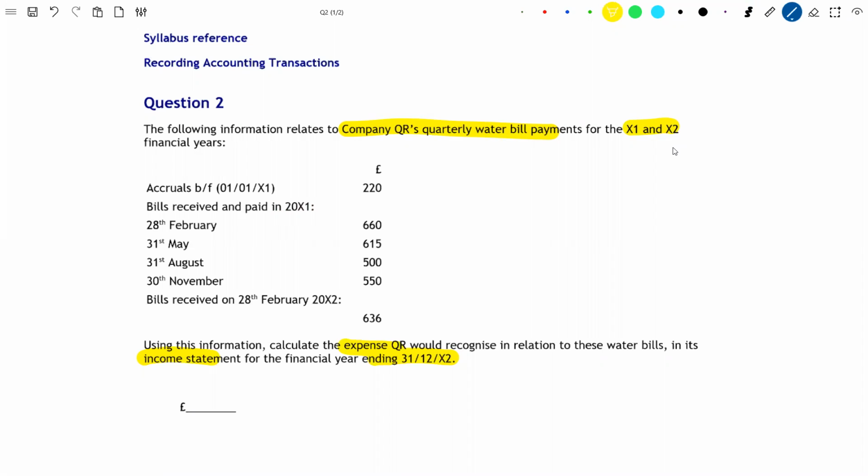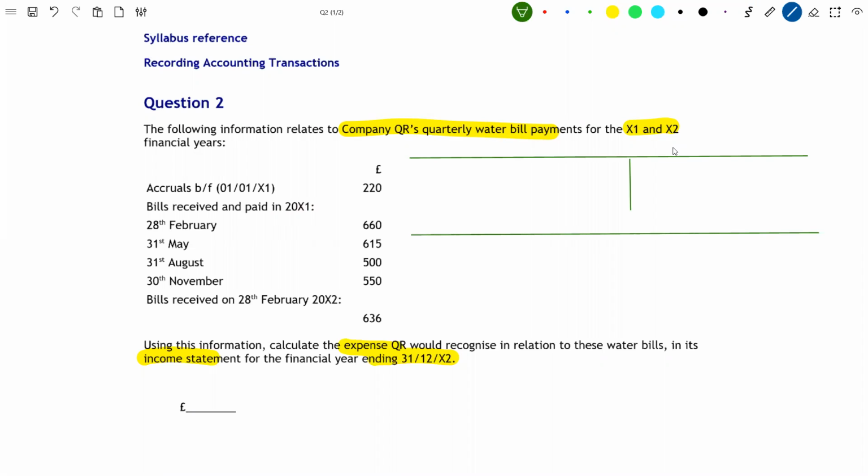So essentially what we're going to be doing here is repeating a fairly similar process to that which we've just undergone on the Prezi presentation, okay? So we are going to need to have an accruals account on screen, and we are also going to need to have, crucially, our expense account in relation to this water bill, okay? So let me just draw those out and label them up, okay?